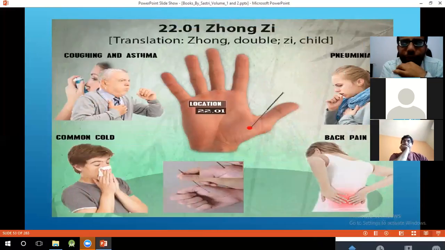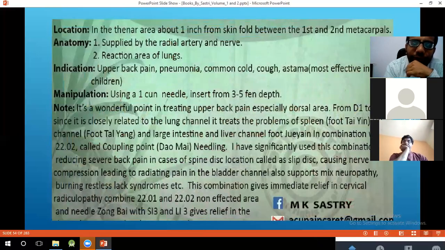Now we come to 22.01. 22.01 is very good for what? Cough, even in pneumonia cases, when there are patches in the X-rays, and chronic stomach cases. Combine 22.01 with other points, it gives very good results. Especially for treating back pain, dorsal area, the close area of lung changes, problems of the spleen, a large liver.